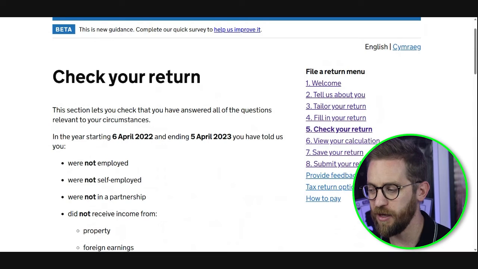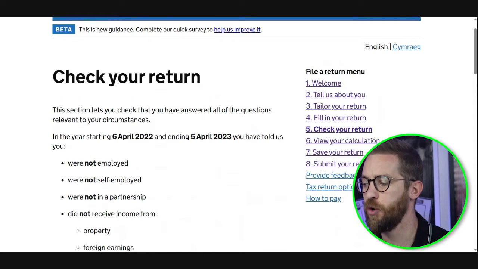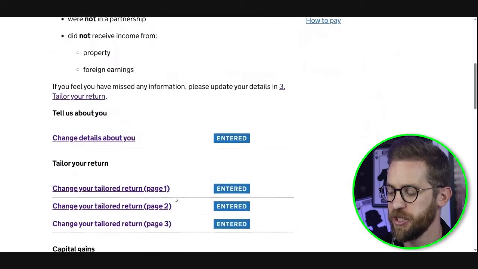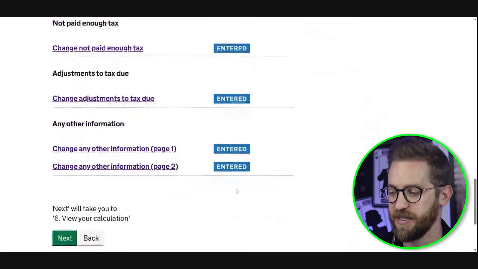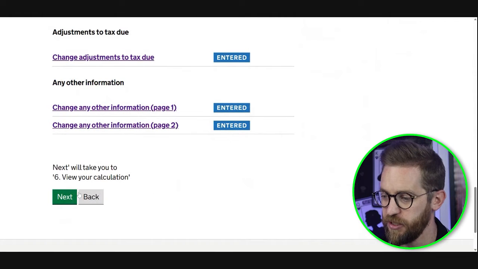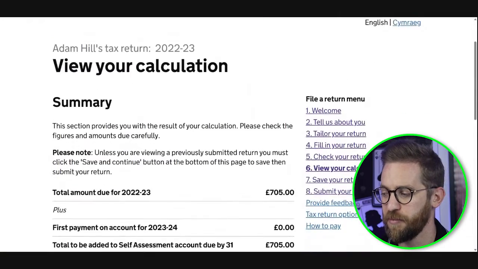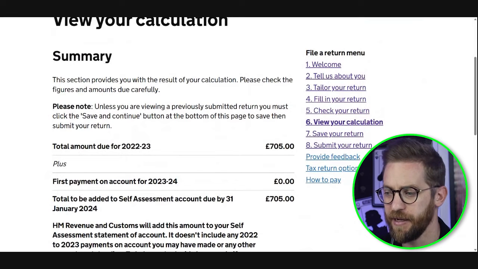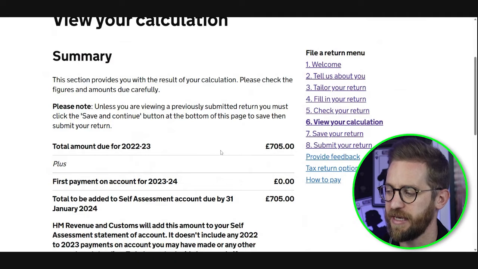So I'm happy here that I've made all the entries needed, and now I want to look at how much tax is owing. I can do that by scrolling to the bottom of this page, just making sure that everything is marked as entered. If it isn't, then it's going to highlight on here that I need to return to a particular page or section. I can click on Next. And then this is a summary of what needs paying. So in this case, you can see here, the total amount due for the 22-23 tax year is £705.